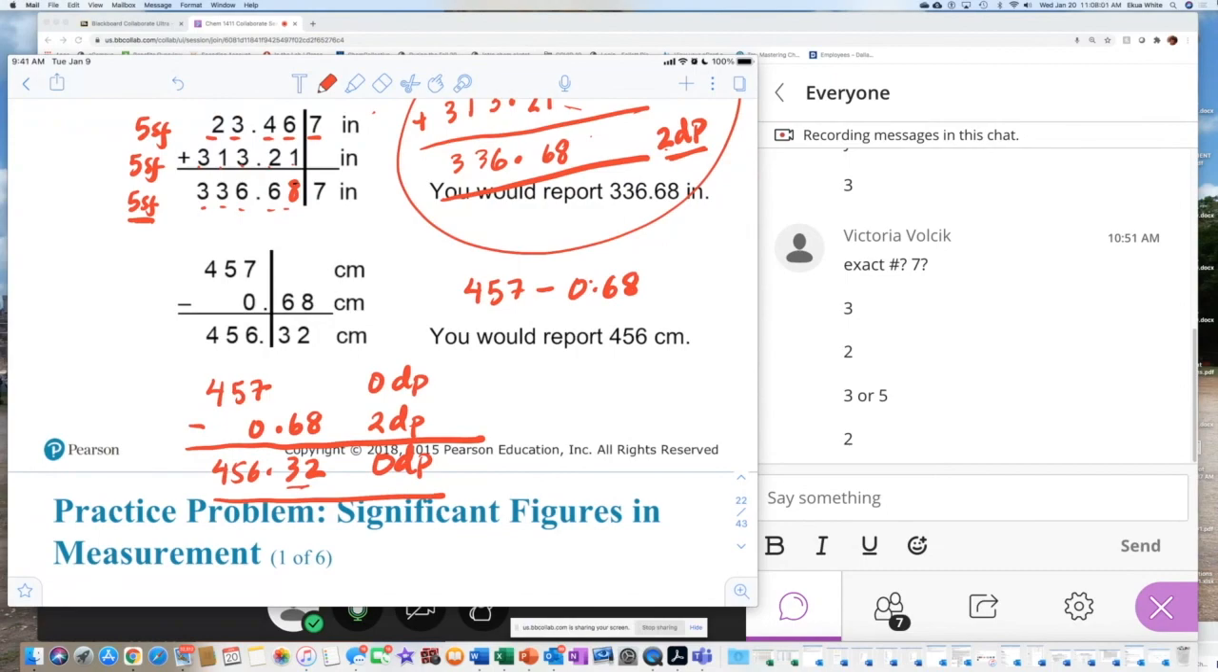Since both of these numbers are less than 5, I can just drop them off. Don't drop them off and leave a 0 there because 0 still counts as a decimal place. So you want to report your answer as 456, not 456.00, because this is still 2 decimal places, and this one here is 0 decimal places.